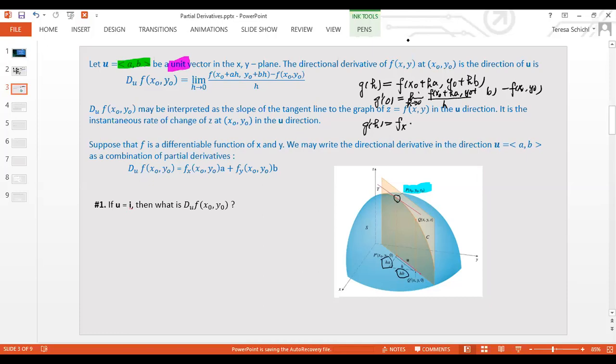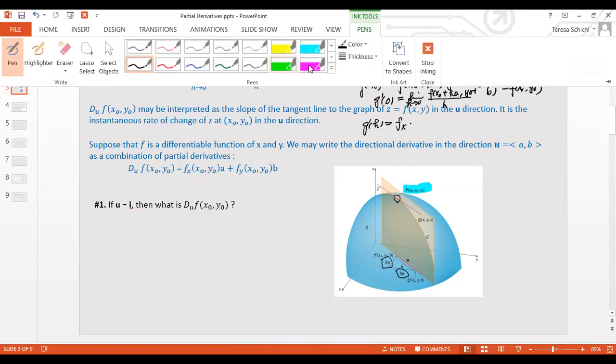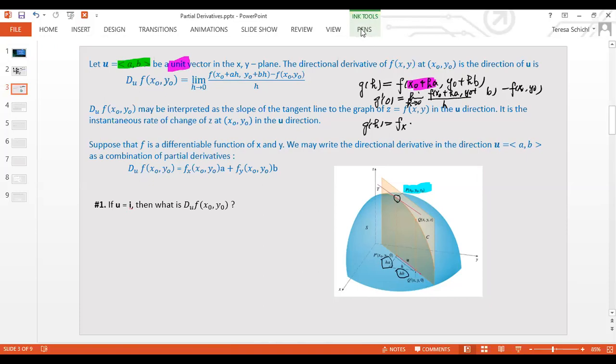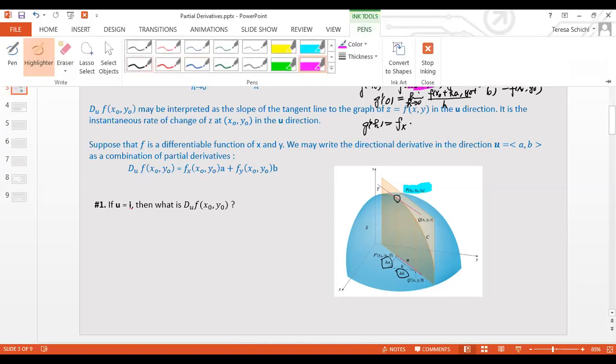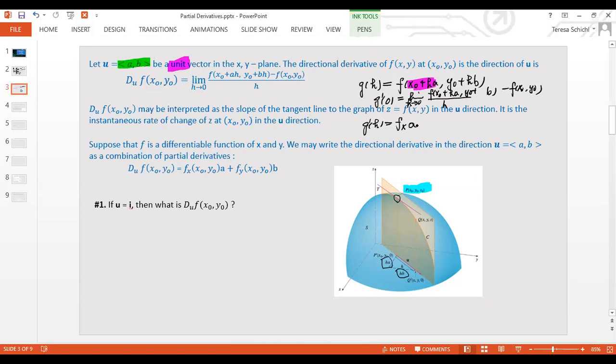And then after you take the partials here, you need to do what? You do the chain rule, right? You take the derivative with respect to h. So what is the chain rule? It is a. The same way here, you take the partial for y, because y is a function of hb, then your chain rule factor here is b. So that's why D_u f of x0, y0 is equal to the partial derivative in x times a, plus the partial derivative in y times b.